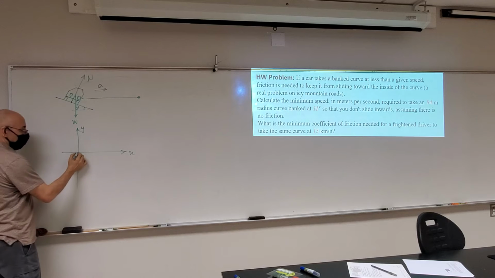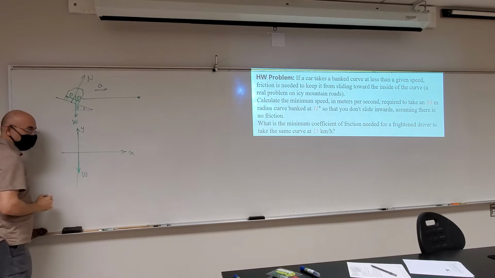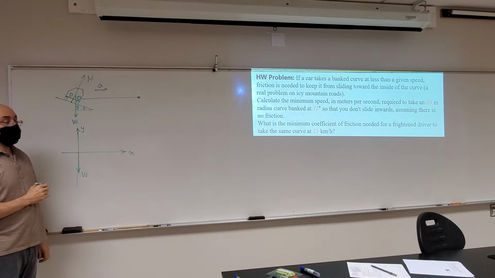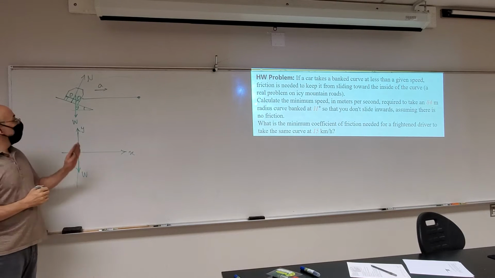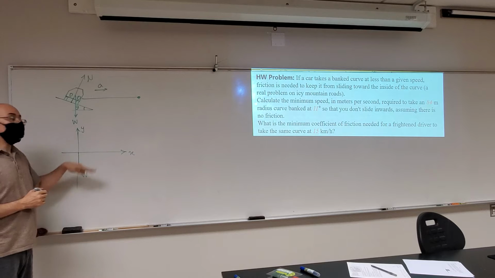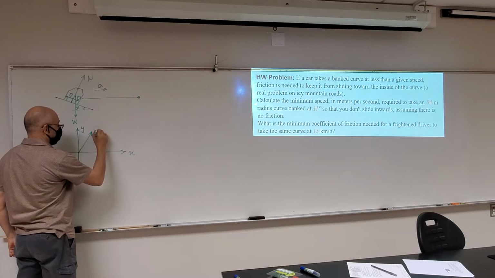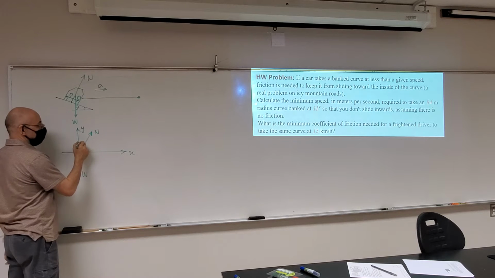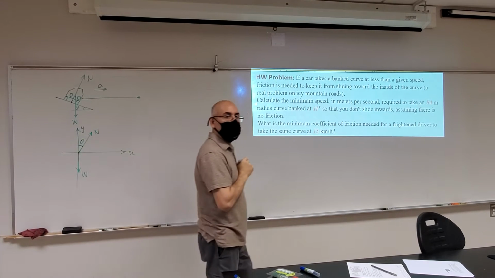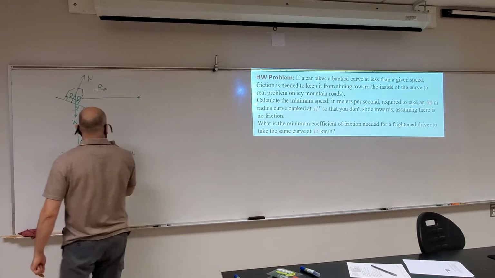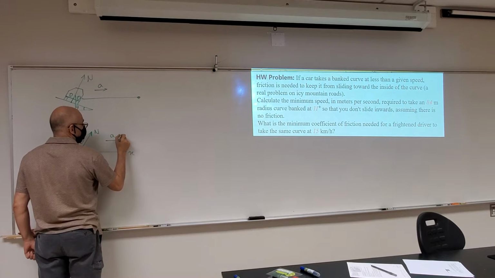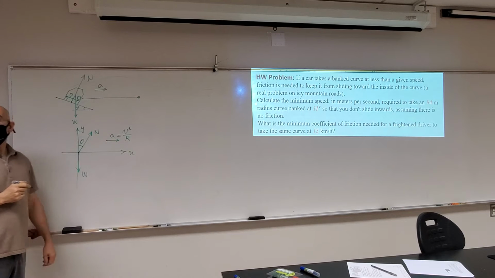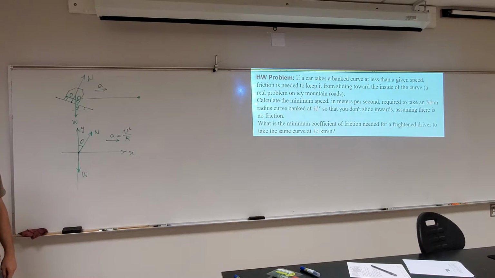And then W, the weight, will be downward, and the normal force will be at an angle, perpendicular to the road, like that, right? What is the angle to the y-axis? It's theta, 11 degrees, but let's do it in general. And then the acceleration is in this direction and has a magnitude v squared over r. There's no friction.